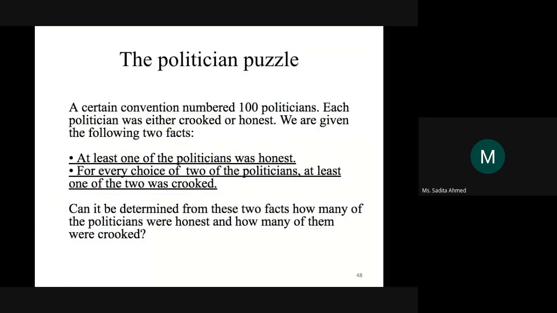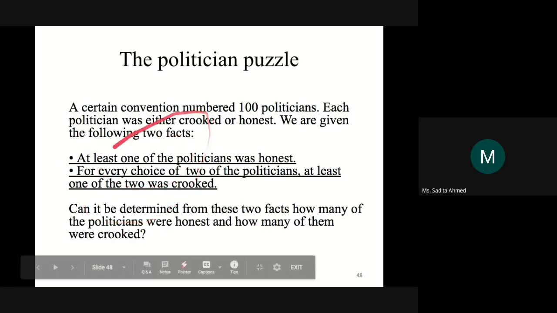Because the second statement also states that in any given pair, both politicians will not be honest at the same time. Why can't they be honest at the same time? It must be because there is not more than one honest politician here. That's why. All right? So go over the facts and think about why that is the scenario. These are the facts. So what must be the case for the crooked-honest ratio so that these facts are true?